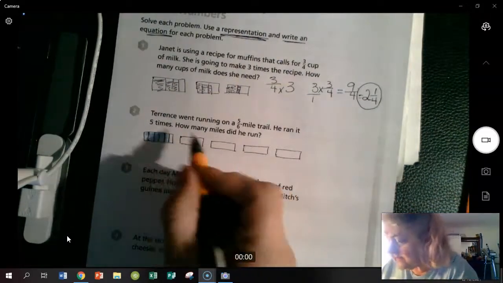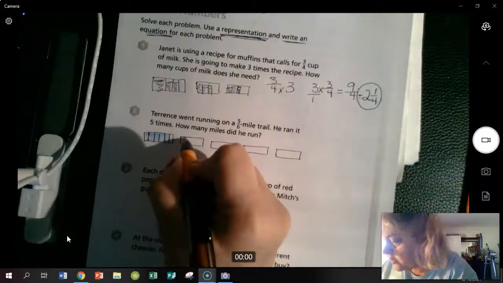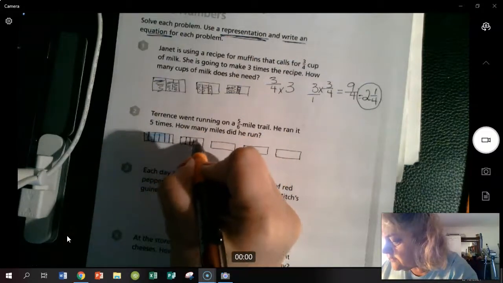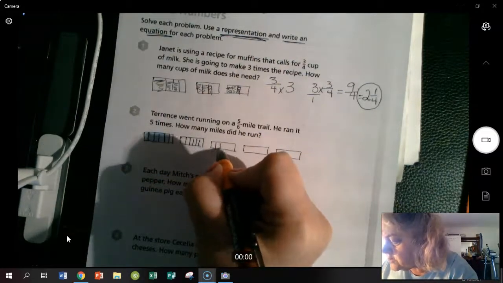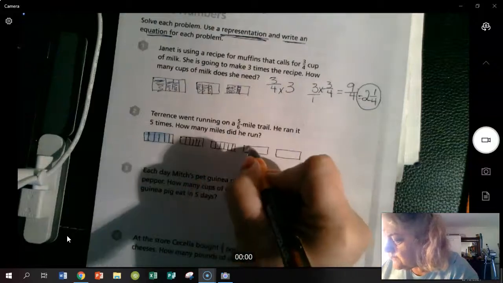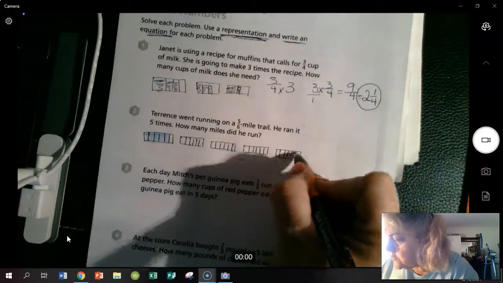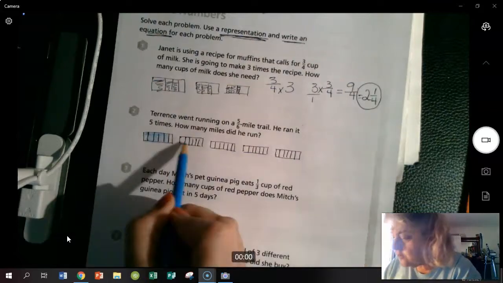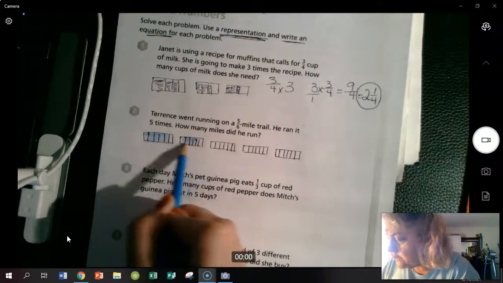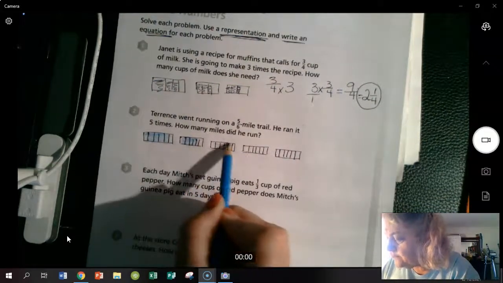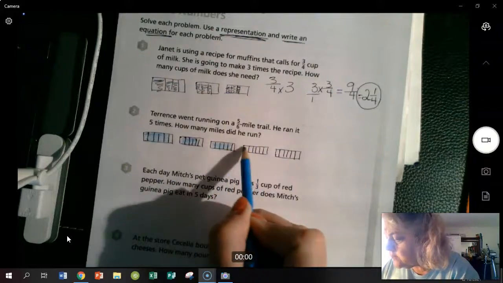If I'm making 6 sections, I'm going to put in 5 bars. 1, 2, 3, 4, 5. And with your pencil, or if you have a colored pencil handy, I'm going to color in 5 of those 6 in each of these.